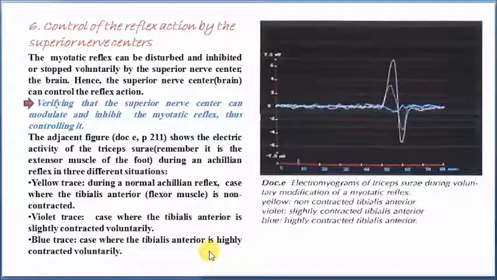voluntarily, that is by the intervention of the brain, this is going to tell you that the superior nerve center, which is the brain here, has modulated and has inhibited the reflex action when it intervened by the voluntary contraction of the TA. Therefore, it is controlling the myotatic reflex.